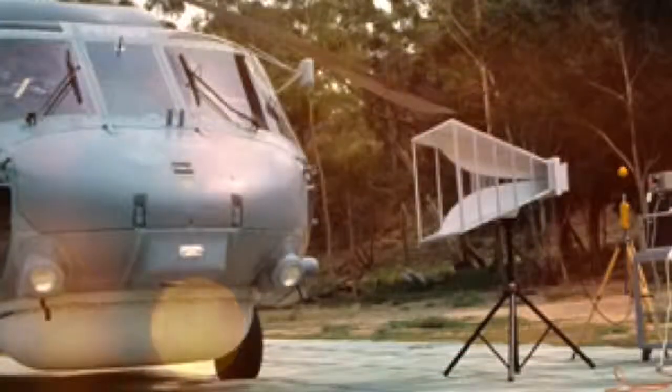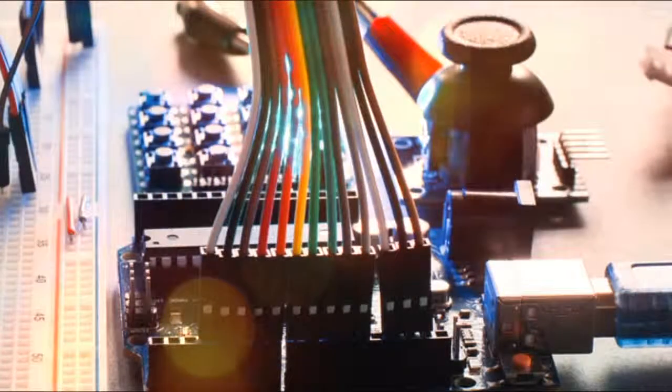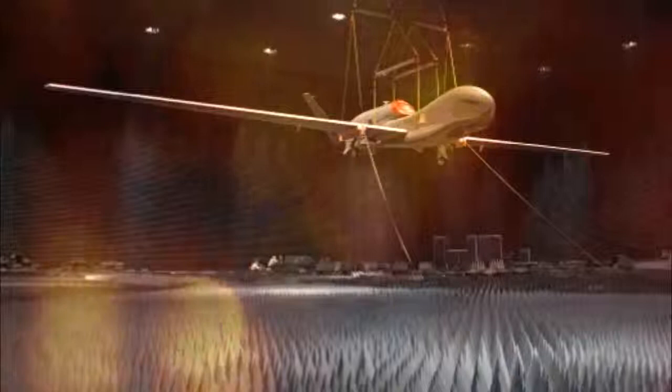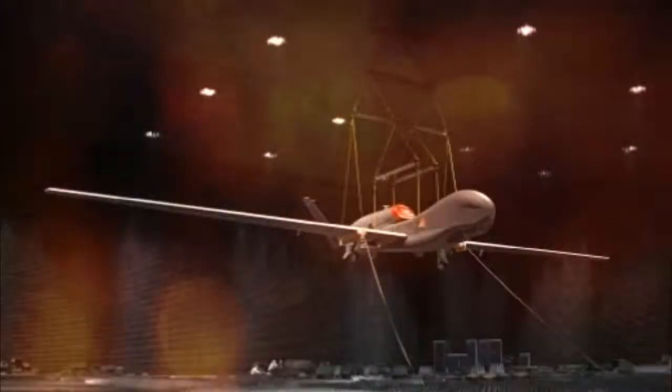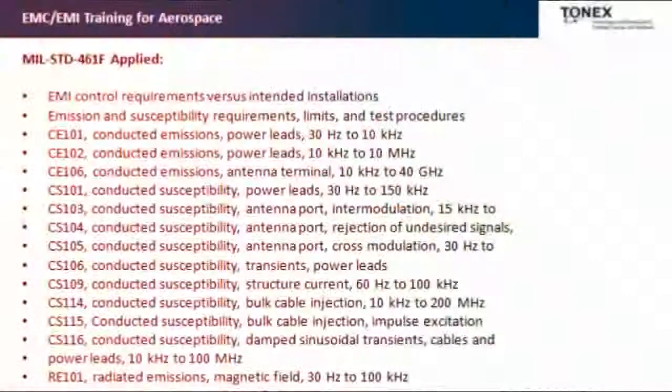CS105, conducted susceptibility, antenna port, cross-modulation, 30 Hz to. CS106, conducted susceptibility, transients, power leads. CS109, conducted susceptibility, structure current, 60 Hz to 100 kHz. CS114, conducted susceptibility, bulk cable injection, 10 kHz to 200 MHz.